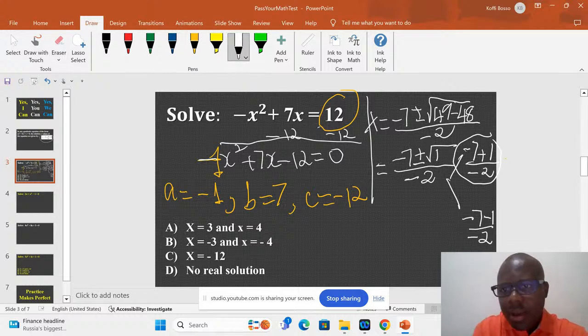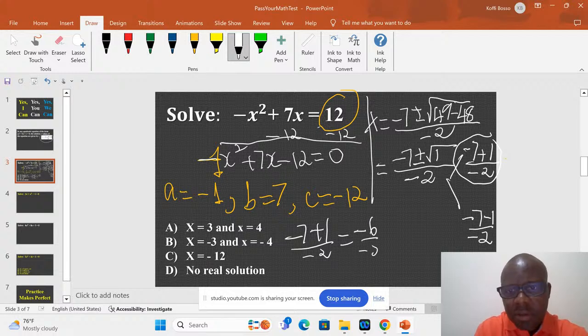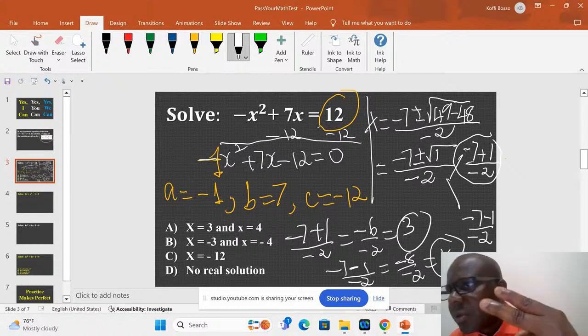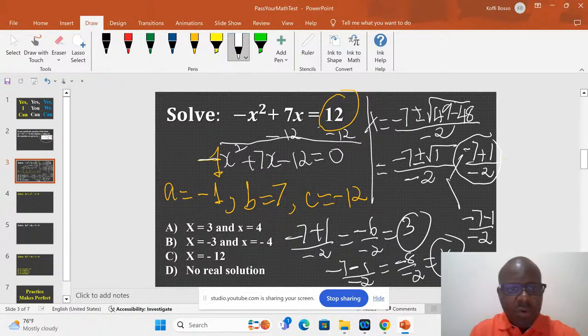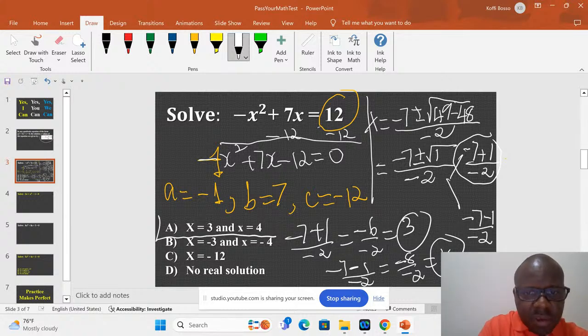So here we have the two solutions, -7 plus 1 divided by -2. This is -6 divided by -2, which is +3. The other solution is what? -7 minus 1 divided by -2. That gives you -8 divided by -2, which is +4. So I have two solutions. One is +3, the other one is +4. Therefore, the correct choice here is A.